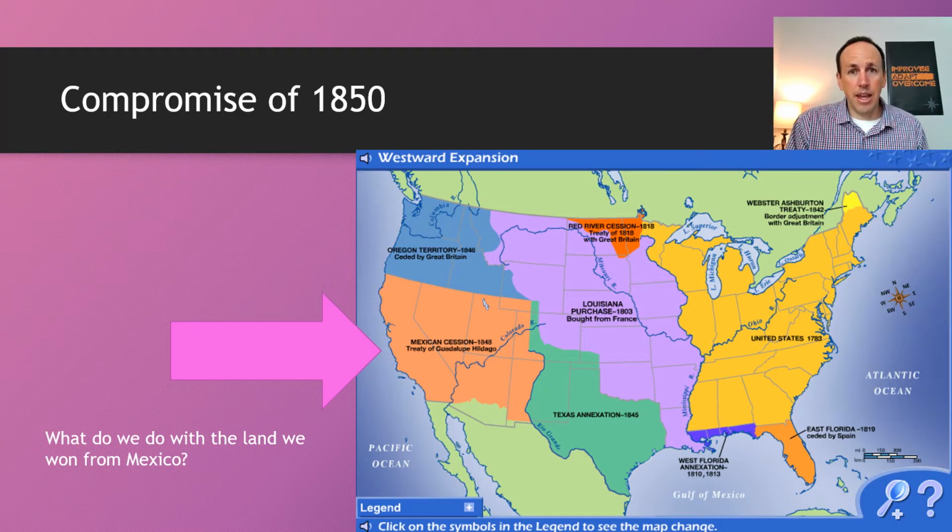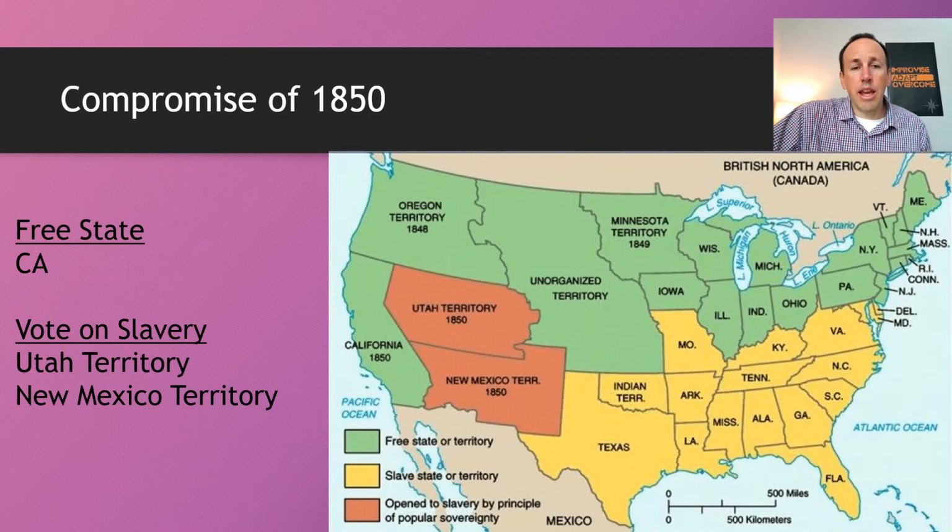There's that land again, the Mexican secession. How are we going to divide it up? Remember, what's the debate? Free or slave state? Here's what they're going to decide. California is going to be a free state. There's California. Everybody wanted California. Why? Because it's full of gold, or at least the gold rush is happening. So we decide California free state.